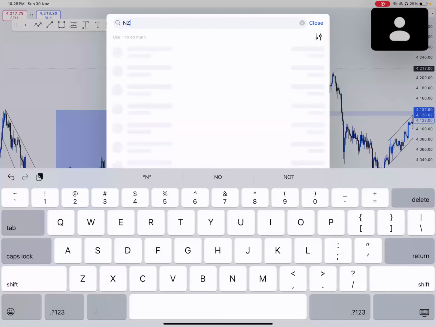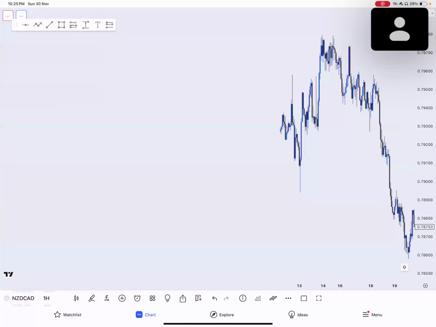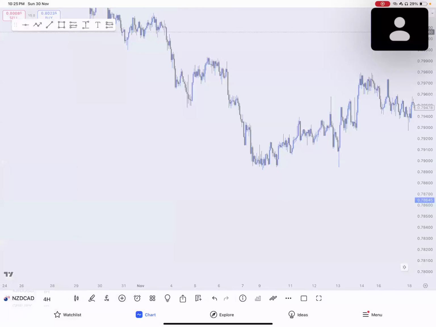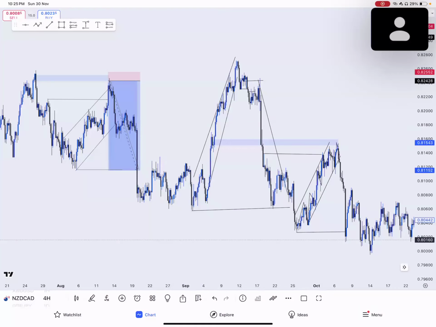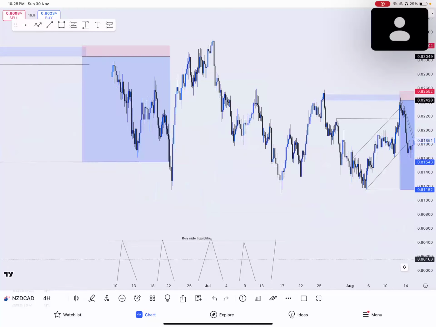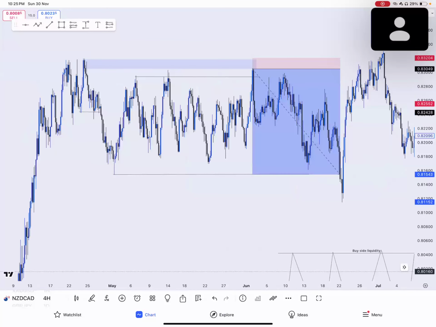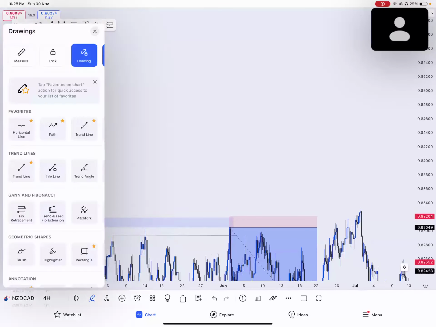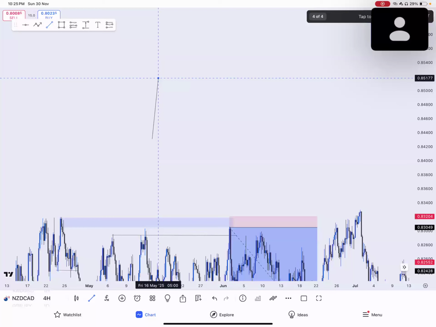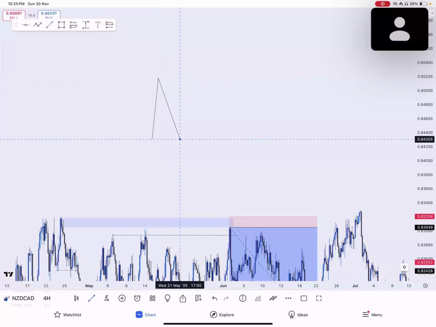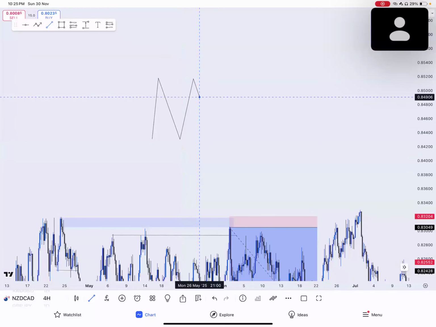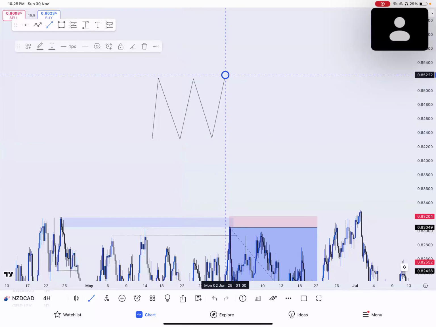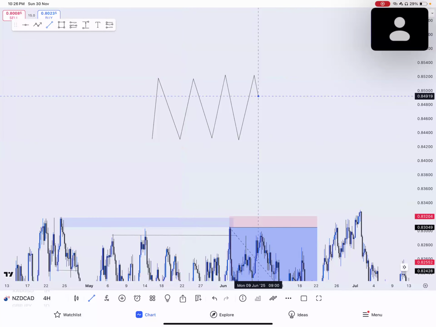Pairs like, let's say, this pair, NZD CAD. Now you can see what the market does. When it's ranging, a range basically means the market moving between two fixed points. So it's going from support to resistance, resistance to support, support to resistance, resistance to support, support to resistance. This is what a range is all about. Another name for it is a consolidation.